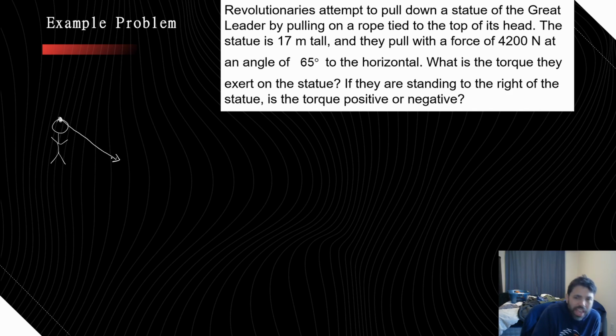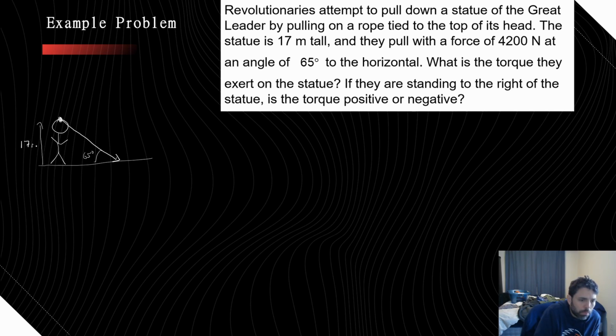And it says that the angle is 65 degrees from the horizontal. Here, the horizontal is the ground, right? The ground's horizontal. So the angle here is 65 degrees right here. Okay. Statue is 17 meters tall, so this length here is 17 meters. Gosh, this pen is just so irritating. 17 meters.